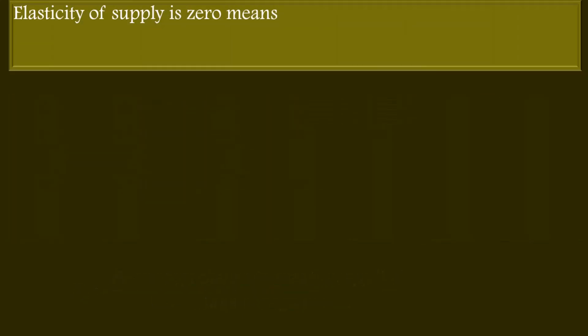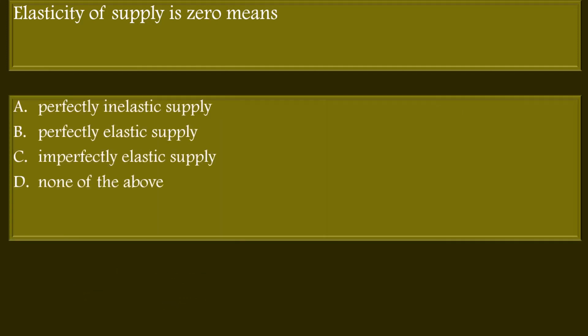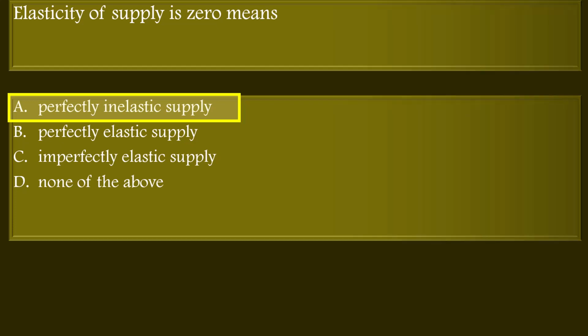Fifth question. Elasticity of supply is zero means options. A. Perfectly inelastic supply. B. Perfectly elastic supply. C. Imperfectly elastic supply. D. None of the above. It is very simple and easy to answer. Elasticity of supply zero means perfectly inelastic supply. Choose option A, it is the right answer.